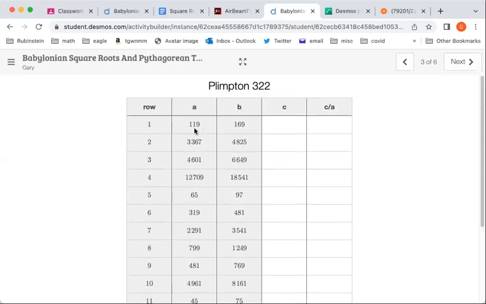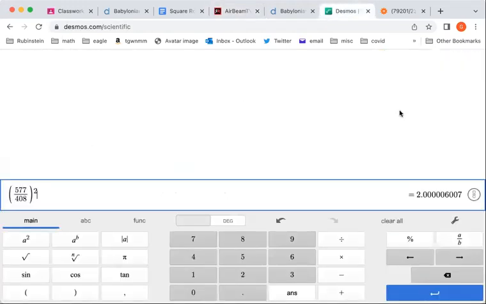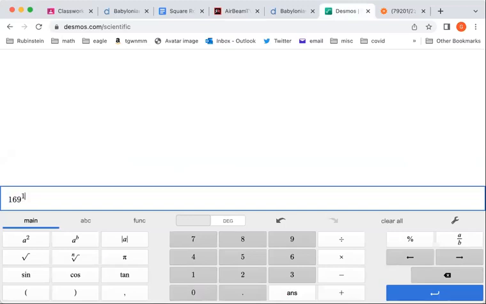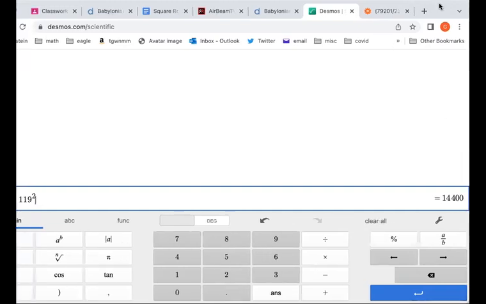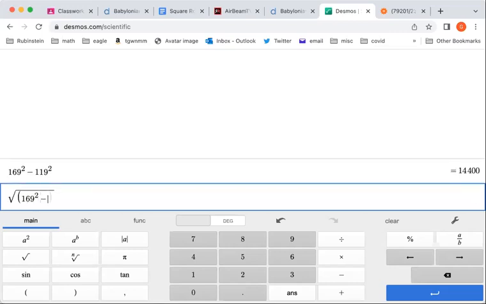And it turns out that if you take any of the numbers in this row, for instance in the first row, 119, 169, if you do 169 squared minus 119 squared, on a calculator, you get, in this case, 14400. The square root of 169 squared minus 119 squared does end up becoming 120.